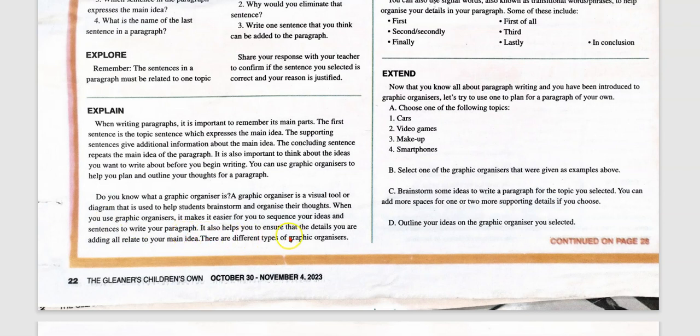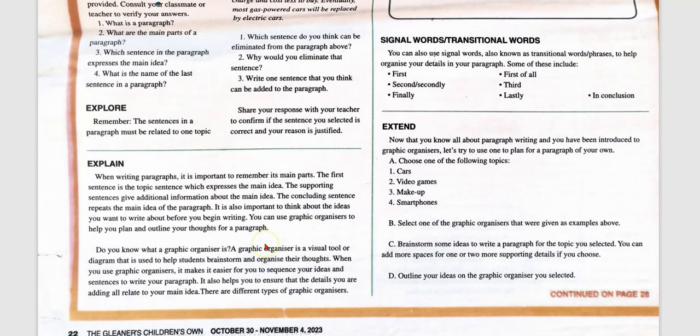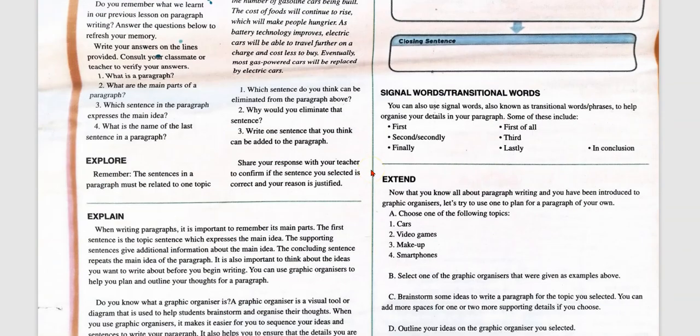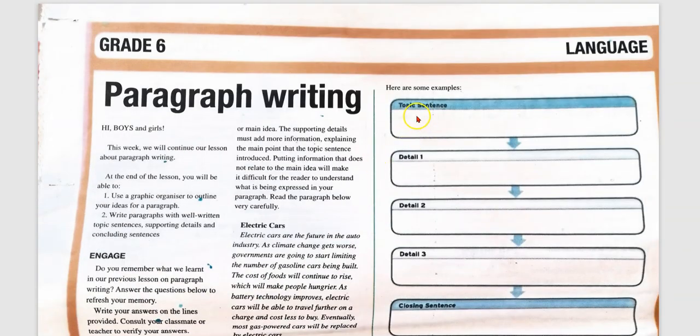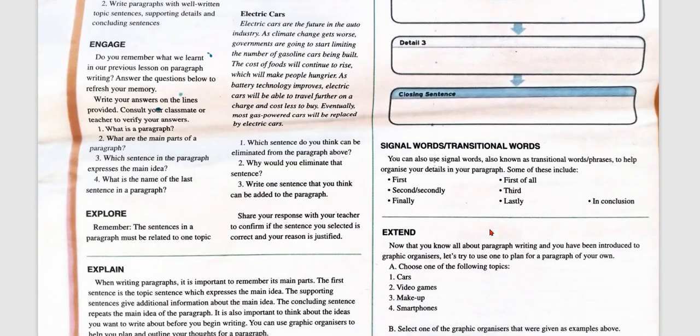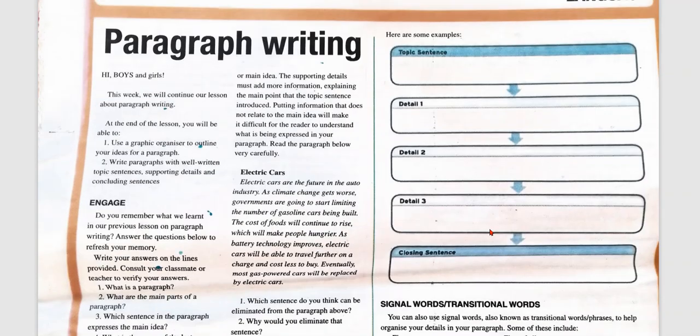It also helps to ensure that the details you are adding all relate to your main idea. There are different types of graphic organizers. Here are some examples. So we have the topic sentence. This is just one. So this would be outlining it. We have the topic sentence there, detail 1, detail 2, detail 3, the concluding sentence. In terms of graphic organizers, this is just a simple outline.